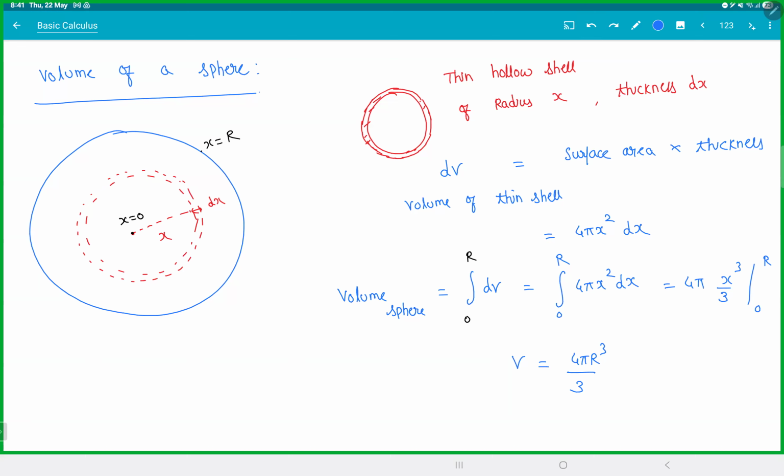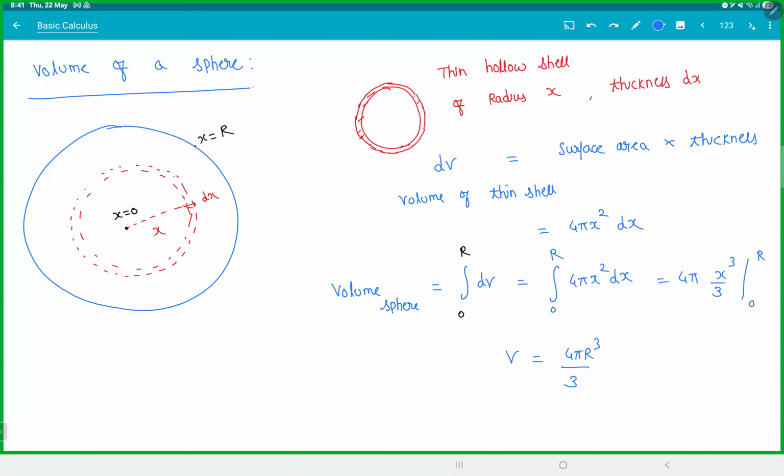If you're taking a hollow ball of radius x, whose thickness is dx, what is the surface area of a sphere? 4 pi x square. So the surface area of this hollow ball is 4 pi x square and the thickness of the ball is dx. If you multiply the area of the ball by dx, you'll get this volume. What did you think? You thought I cut the ball like this? No problem, I can't draw a 3D sphere, that's the thing.